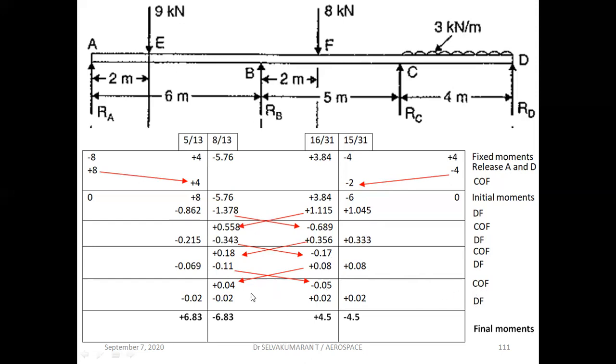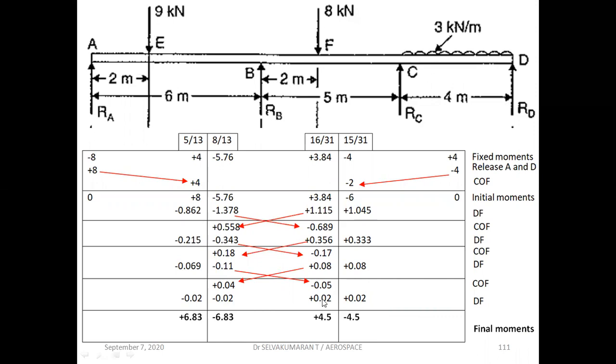Again you distribute it, plus 0.04. You get plus 0.04, consider minus 0.04 into 5 by 13. Here minus 0.04 multiplied by 8 by 13. Here minus 0.05, so consider plus 0.05 into 16 by 31. Here into 15 by 31 distribution factor. Now you can see here, this is a kind of iteration process. We are trying to converge our results.